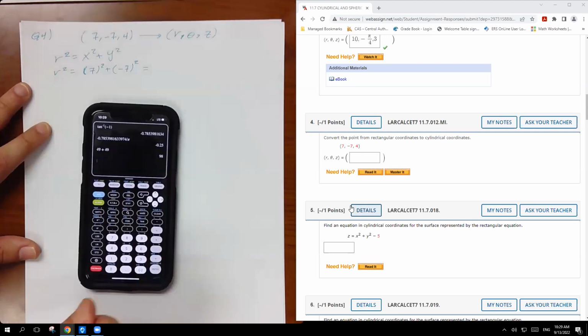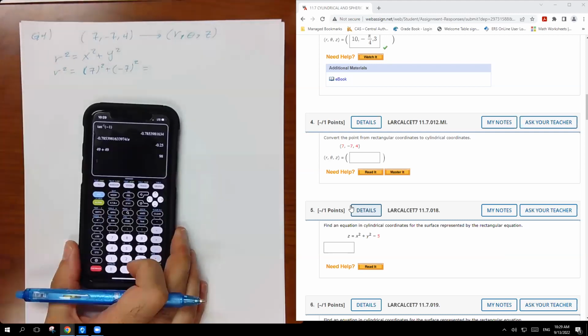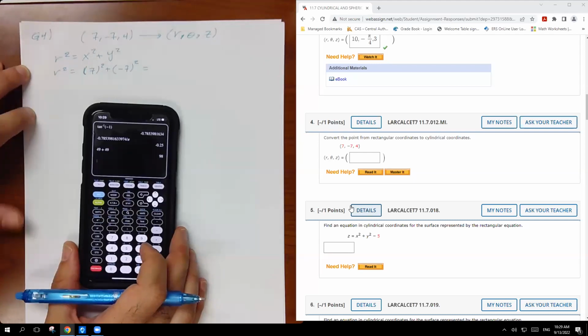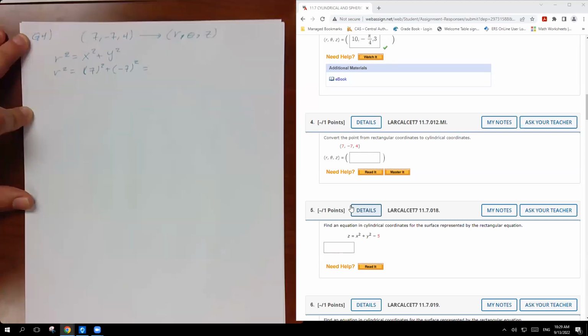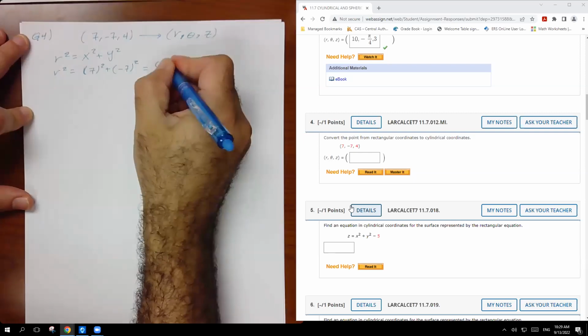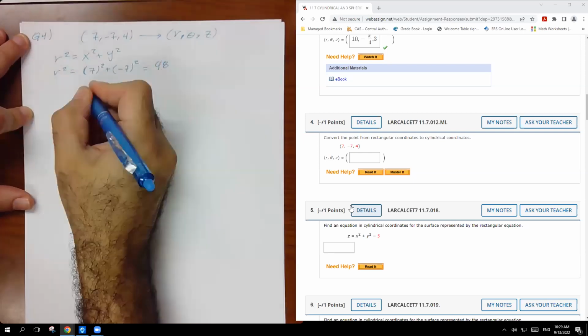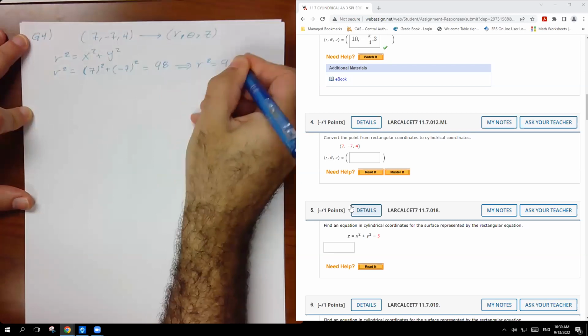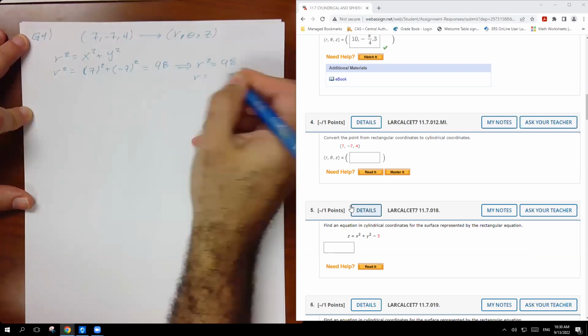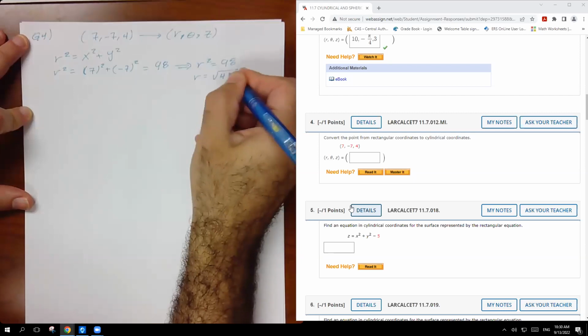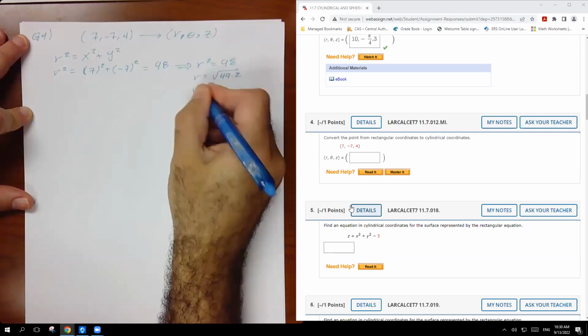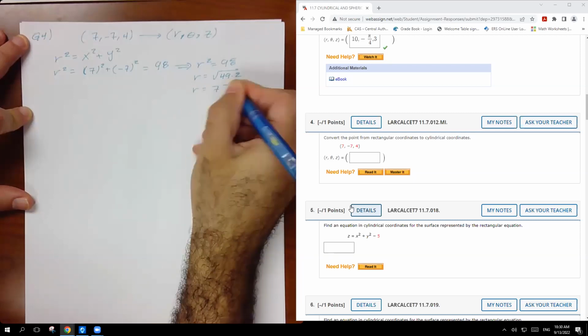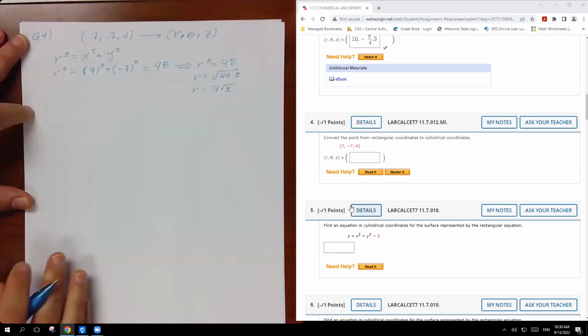I need to find r, so take the square root for this one. It's going to be like 7 times square root of 2, so 7 square root of 2. That means r squared is 98. Take the square root of both sides: r is the square root of 49 times 2. So r is going to be 7 square root of 2. So this is the radius.